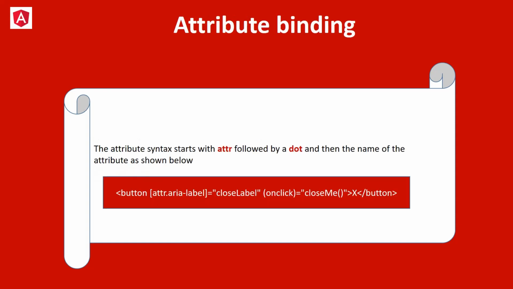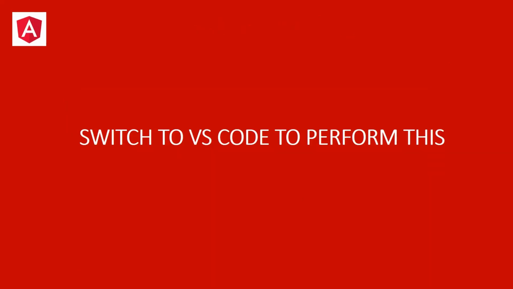Third is attribute binding. The attribute binding starts with the syntax attr. Basically attr denotes the attribute of any HTML element. Below is the example we will show in the red box, in which we are using the ARIA attributes that are used for deaf and dumb people, and you can see we are using the attr attribute of the button element. Let's switch to the code to perform this.